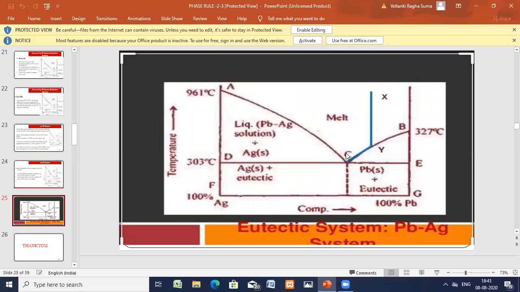I hope we have understood this heterogeneous system. In today's class, we have understood the phase rule, which is applied to the heterogeneous system. The phase rule was proposed, it is applied to heterogeneous systems, and how the phases are in equilibrium was studied.